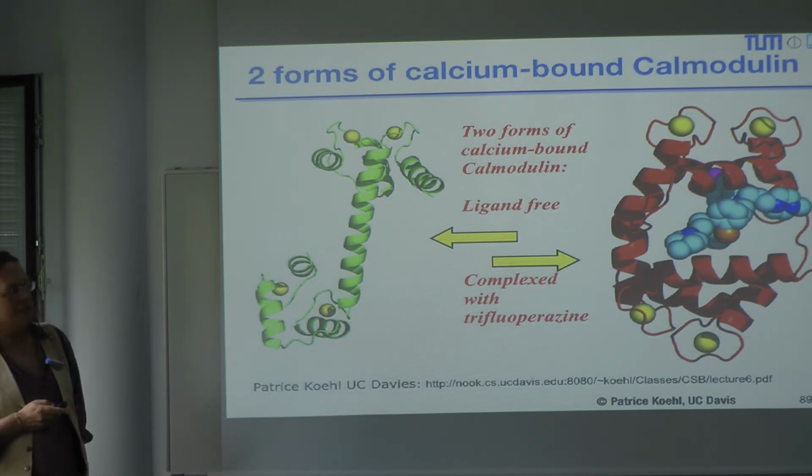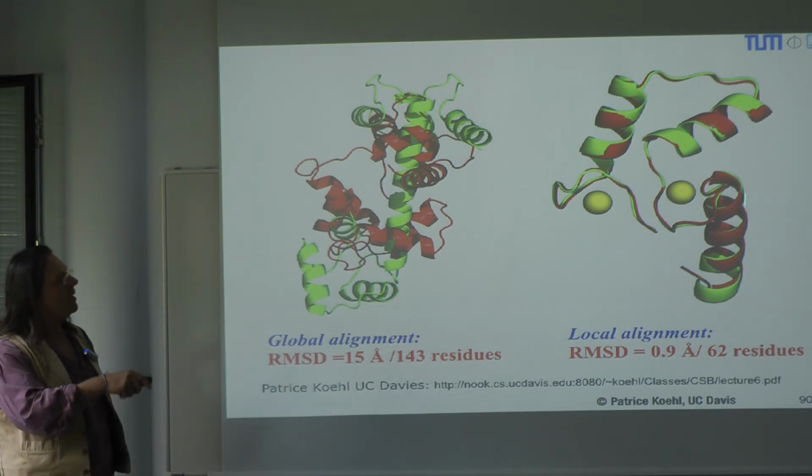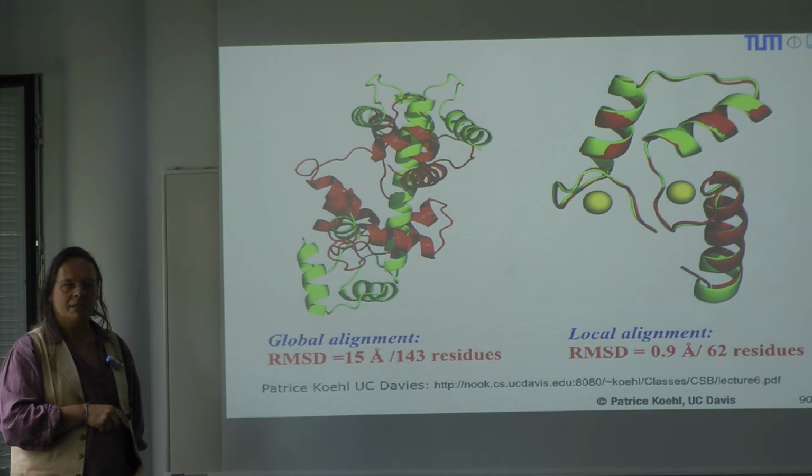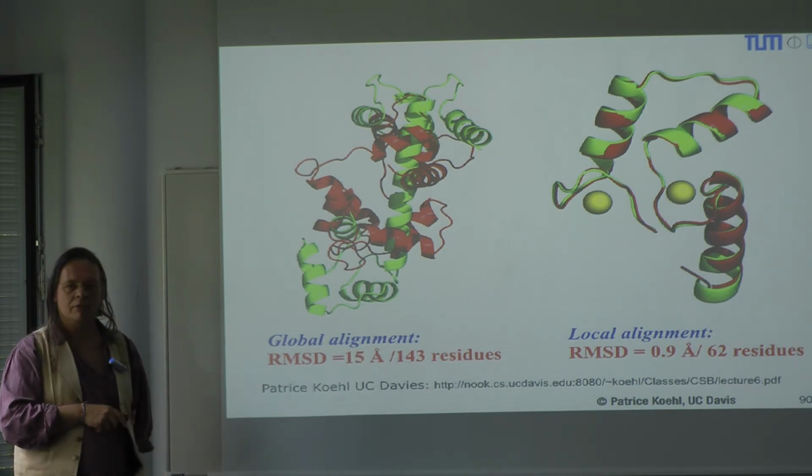How can you identify that similarity? Again, only by cutting. Now, cutting gets us into the old problem of local versus global. So what is better? I have an RMSD of 15 angstrom for 143 residues, or I have an RMSD of less than an angstrom for 62 residues, essentially here the calcium binding site.